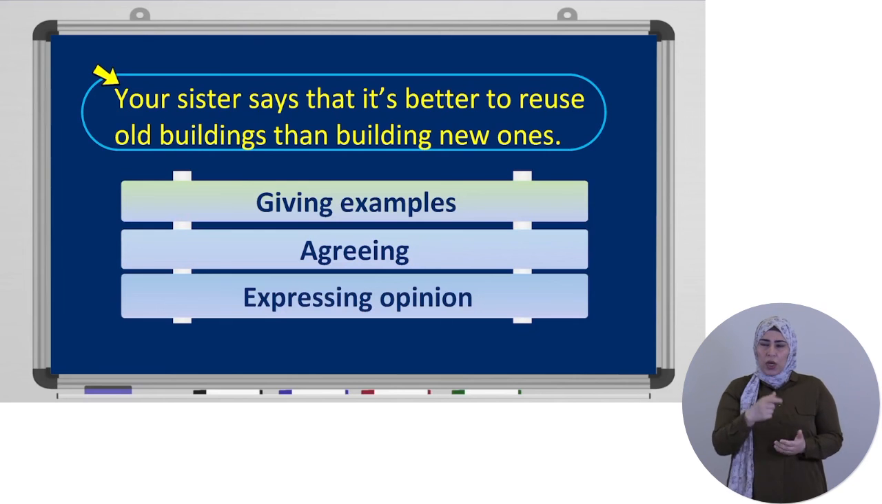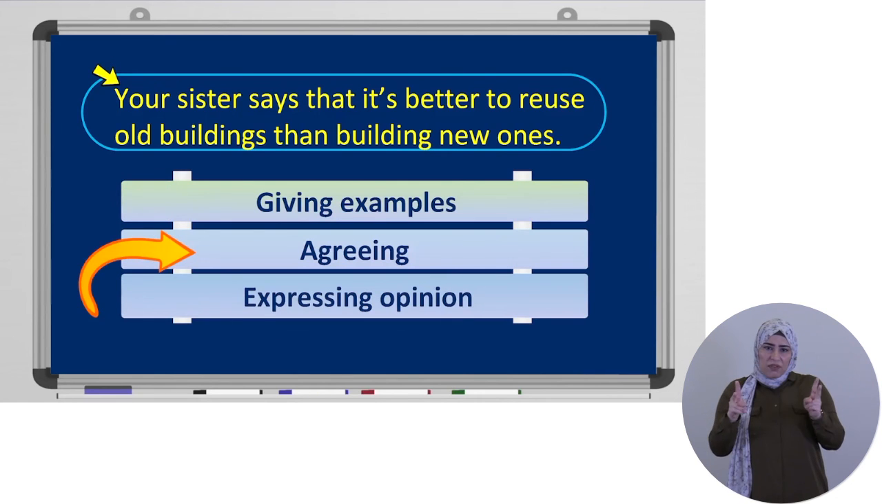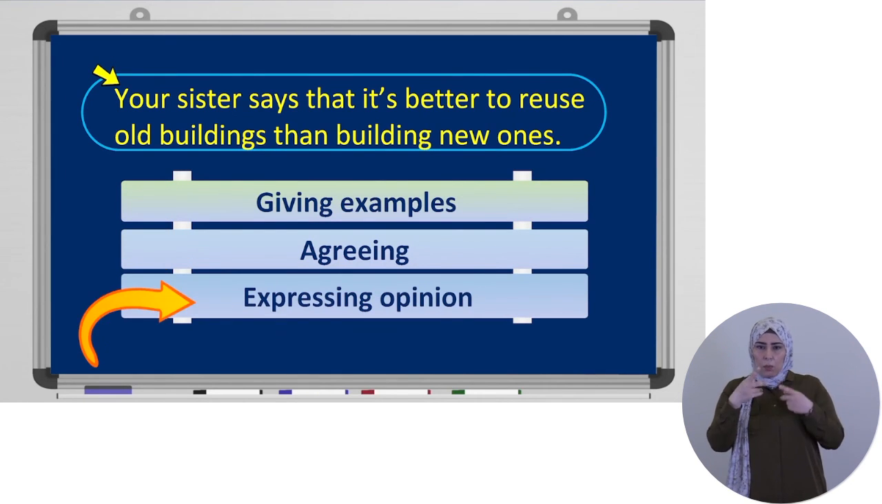How would you respond? You can respond by either giving examples, agreeing, or expressing opinion. Giving examples by saying, yes, there is a building in our area that is being used as a museum. Or you can agree, I think you're right. I love that idea. Express your opinion. In my opinion, this is a good idea. In my opinion, this is not a very nice or very good idea. See how that works.